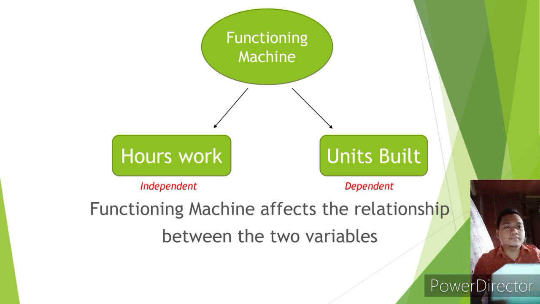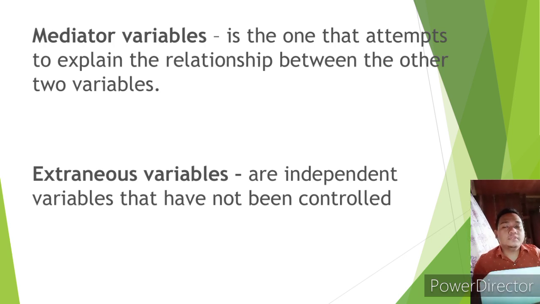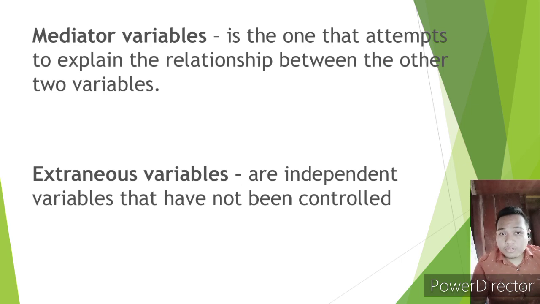Okay, so next. The mediator variable is the one that attempts to explain. Another type of variable is the so-called mediator variable. It is the one that attempts to explain the relationship between the other two variables. Okay, next one is extraneous variables. These are independent variables that have not been controlled.